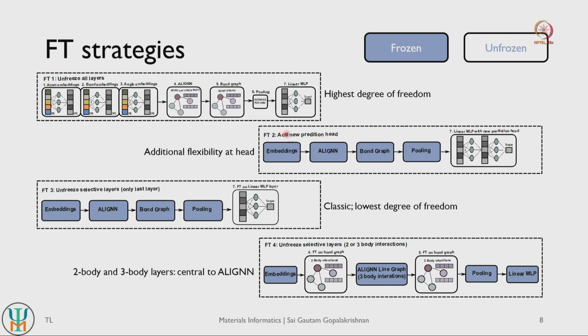And then we consider 2 intermediate strategies. The second strategy is basically providing additional flexibility in your prediction head. So typically your prediction head takes in embeddings and then goes through one layer of MLP and then gives you your target, right. So we basically introduced an additional MLP layer here, so that there is a little more flexibility or learning ability in your prediction head, and you can obtain your targets maybe with slightly better accuracy than in your classic case. So this provides an intermediate degree of freedom compared to these 2 scenarios here.